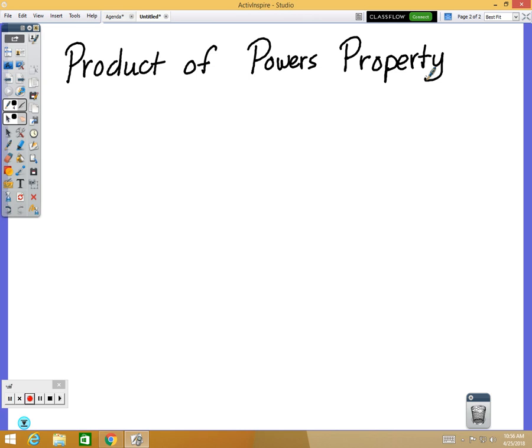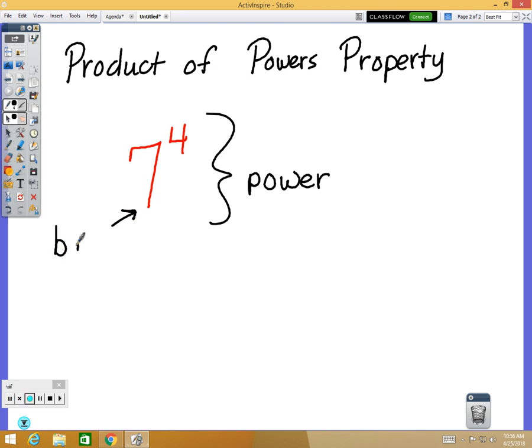Product means what operation? Multiplying. And then the other P word up here is powers. So let's review what a power is. Let's say we have 7 to the 4th power. The entire thing is a power. Again, the entire thing, both numbers, is the power. The biggest number is called the base, and the little number is called the exponent. So the base and the exponent together make up the power.